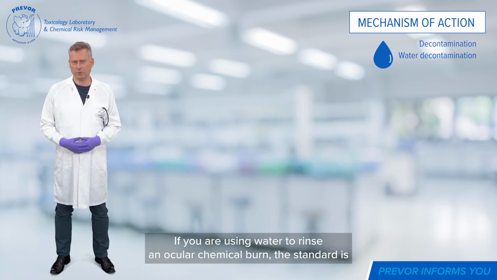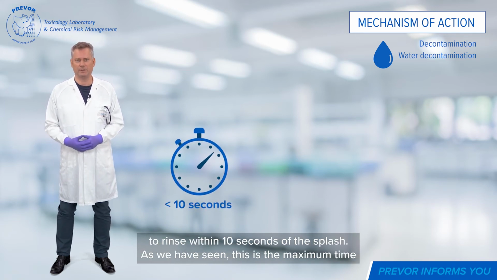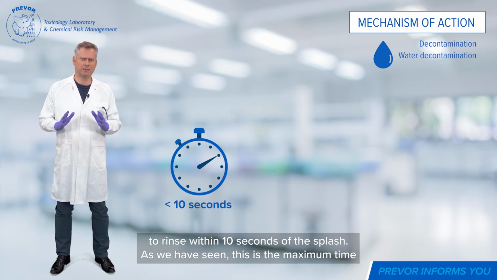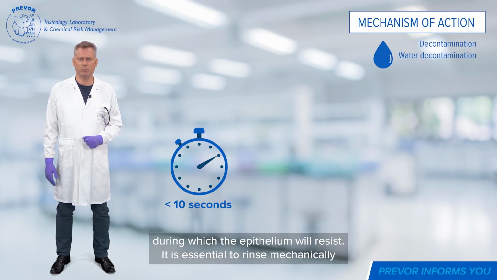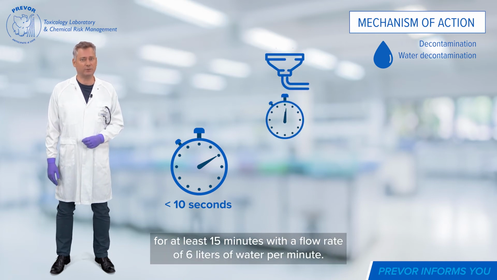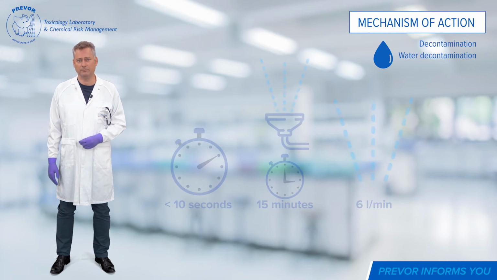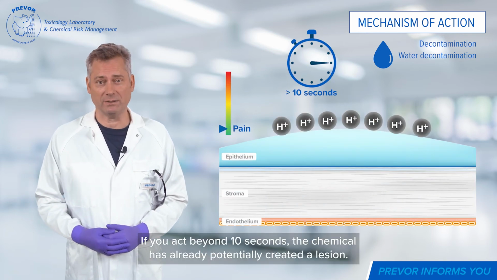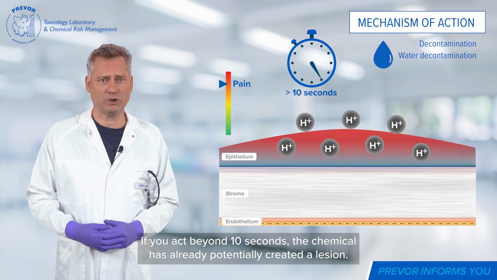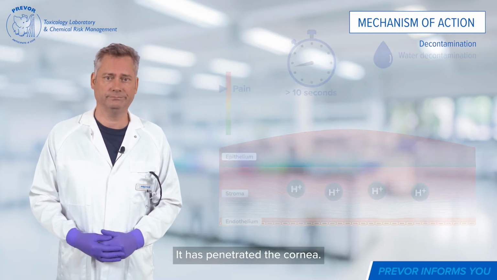If you are using water to rinse an ocular chemical burn, the standard is to rinse within 10 seconds of the splash. As we have seen, this is the maximum time during which the epithelium will resist. It is essential to rinse mechanically for at least 15 minutes with a flow rate of 6 liters of water per minute. If you act beyond 10 seconds, the chemical has already potentially created a lesion. It has penetrated the cornea.